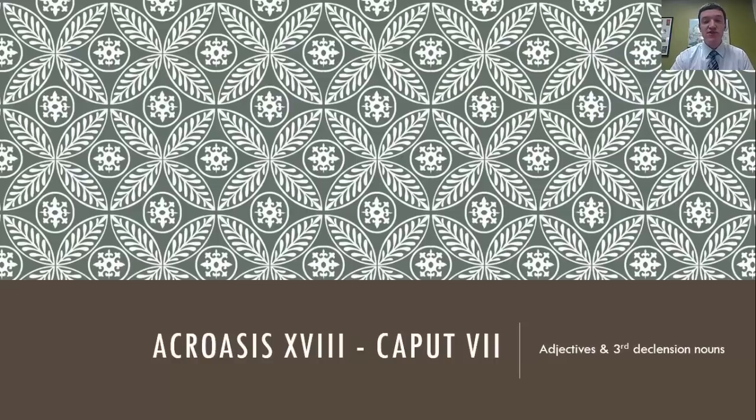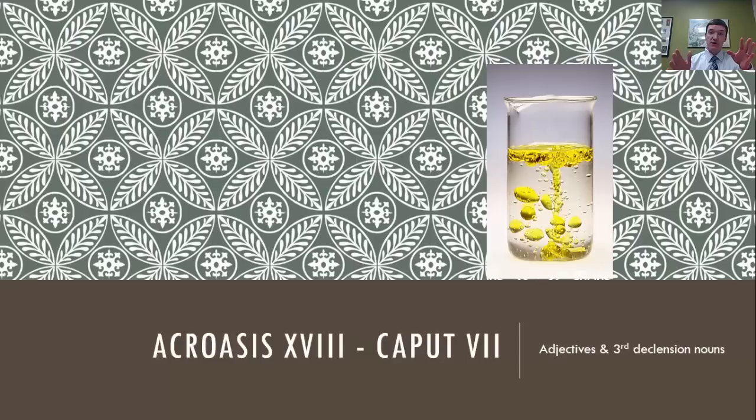Here to talk about Chapter 7 in Acroasis XVIII, where we're going to talk about adjectives and third declension nouns. You've learned some of these things, so you've learned adjectives on their own, you've learned third declension nouns on their own. Now, like oil and water, time for us to put them together. So we'll talk about how adjectives and third declension nouns can work in beautiful, beautiful harmony.